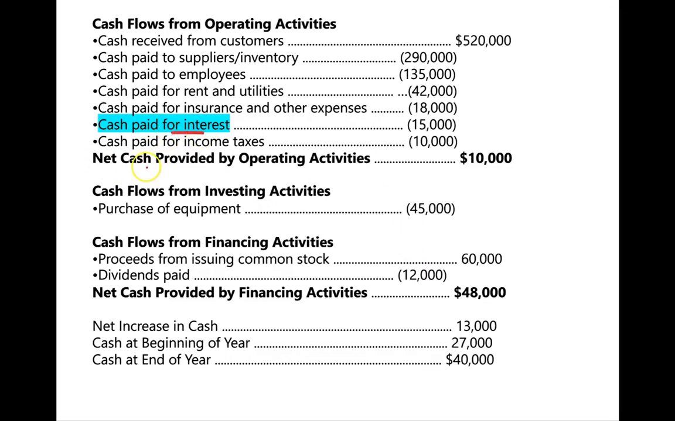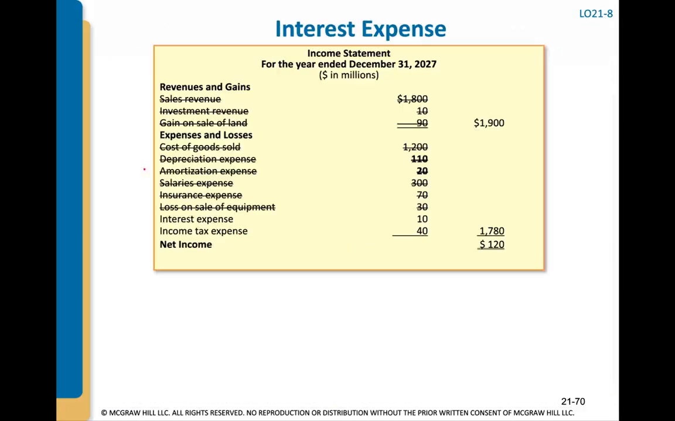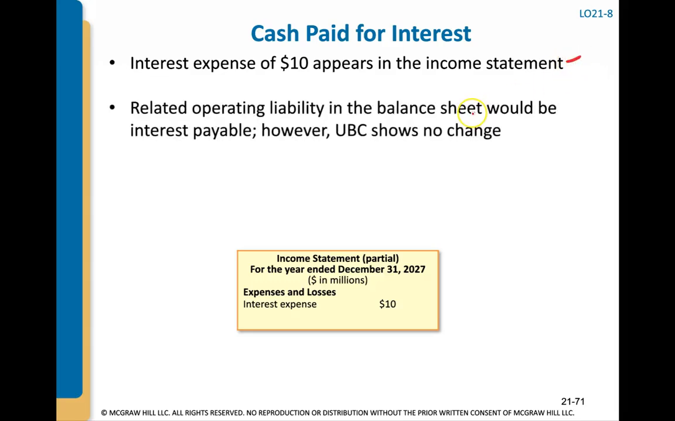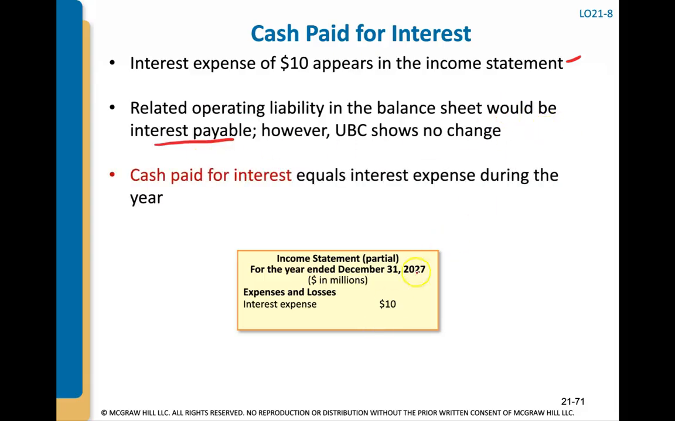Now, next, let's look at cash paid for interest. Same thing, right? The next item on my income statement, my interest expense, is $10. And I look at my balance sheet. If you look at the balance sheet that is in the beginning of the slide deck for this example, take my word for it, there was no interest payable. So there's no interest payable, which tells me that this entire interest expense was a cash payment. So our cash paid for interest is $10.